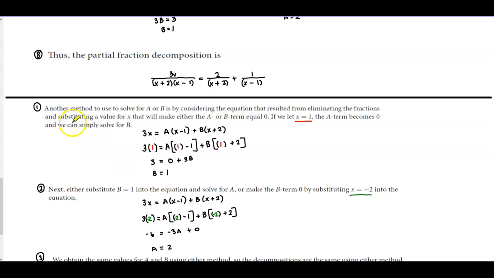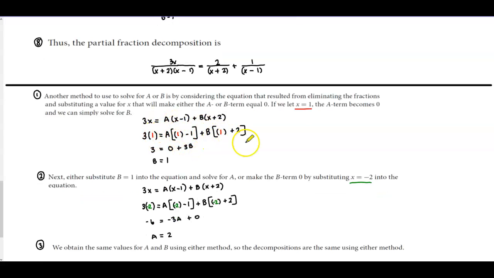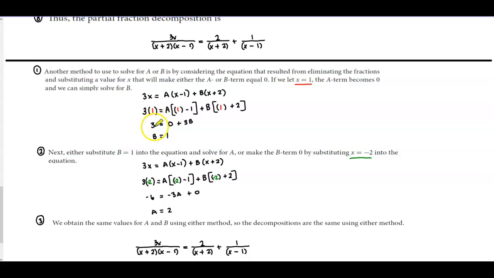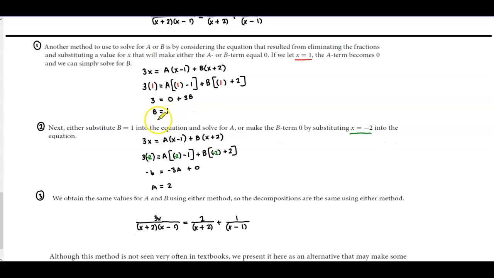Now, there is another method to solve for A or B, and it's by considering the equation that resulted from eliminating the fractions and substituting a value for x that will make either the A or B term equal to 0. So if we let x equal 1, 1 minus 1 makes the A term become 0, and then we can simply solve for B. If we plug in x as 1, we get 3 times 1, which is 3. 1 minus 1 is 0, so 0 times A gives you 0. And then 1 plus 2 is 3, times B is 3B. So if we solve for B, we can see that B is equal to 1.